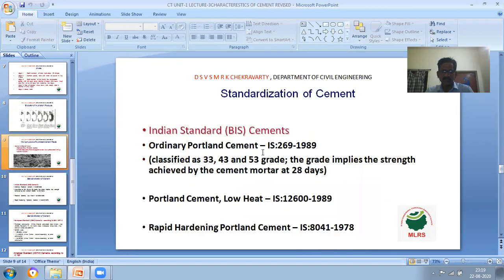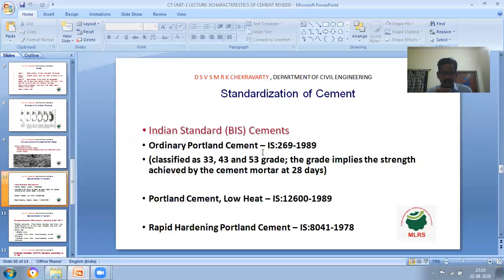Next, standardization of the cement. According to the Bureau of Indian Standards, ordinary Portland cement is IS 269 1989, classified as 33 grade, 43 grade and 53 grade. The grade implies the strength achieved by the cement mortar at 28 days. 33 grade is not used nowadays. For 43 grade, if you test the mortar cube in the laboratory after 28 days, you get 43 newtons per mm square. 53 grade is 53 newtons per mm square.